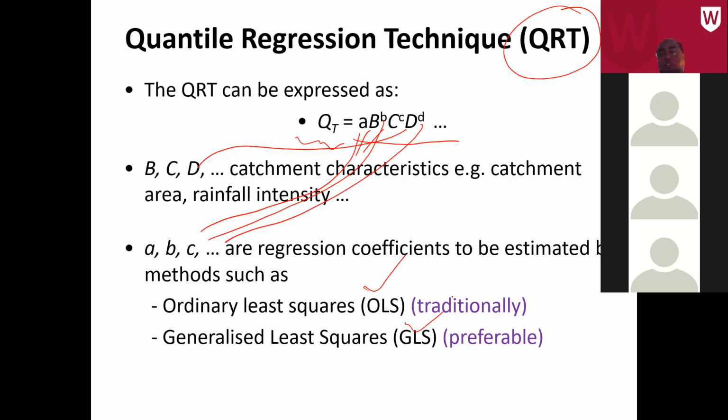Last time, in the last tutorial class, when I showed you how to estimate the coefficients of this equation, we used OLS, ordinary least squares. It is easy to apply, but GLS is really difficult to apply, and it is more sophisticated and more advanced. And in ARR, Australian Rainfall and Runoff, this GLS technique has been applied.